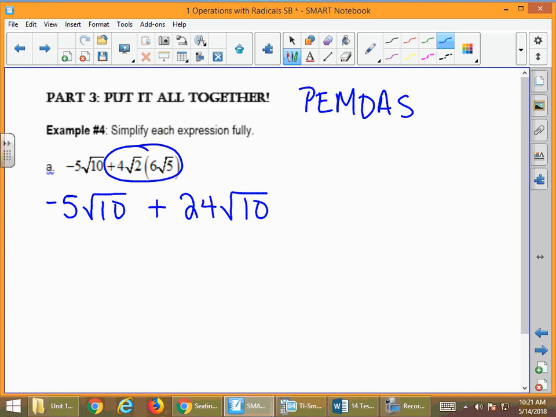Well, we can finish this by combining our like terms. They both have the square root of 10 in them, so negative 5 plus 24 is 19. Square root of 10.